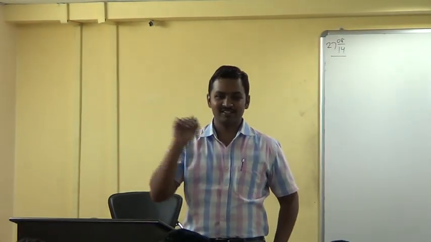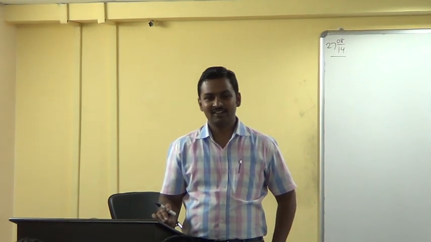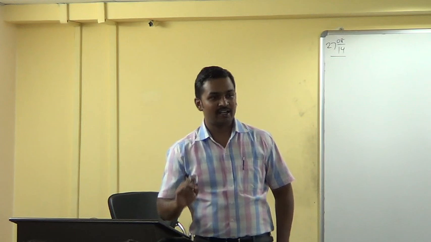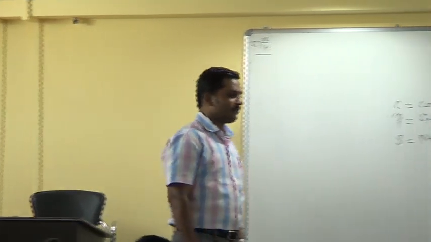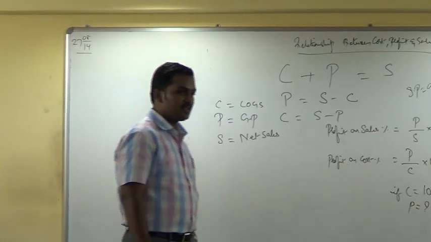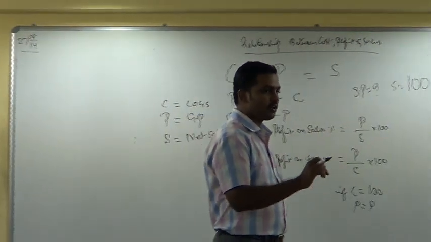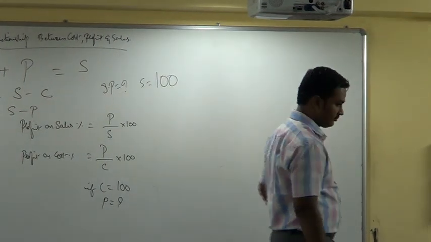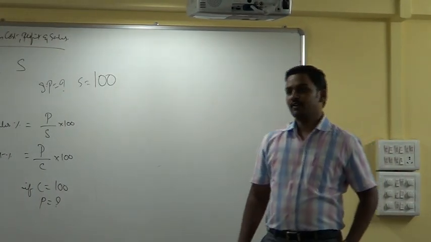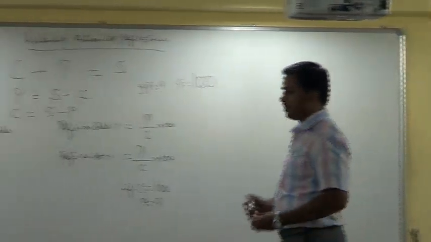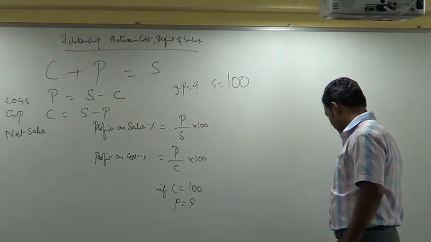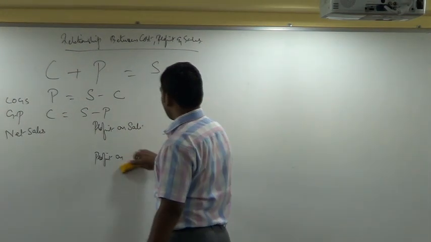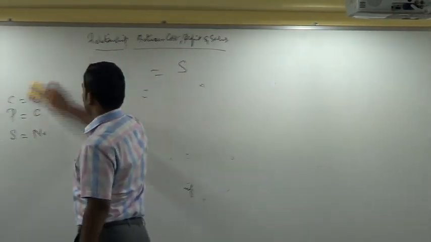I have not given you gross profit, so I expect you to calculate. If 10 lakh is the sales, cost of goods sold is 8 lakh, so gross profit should be 2 lakh. Write down there: calculate gross profit as a percentage on sales and also as a percentage on cost.